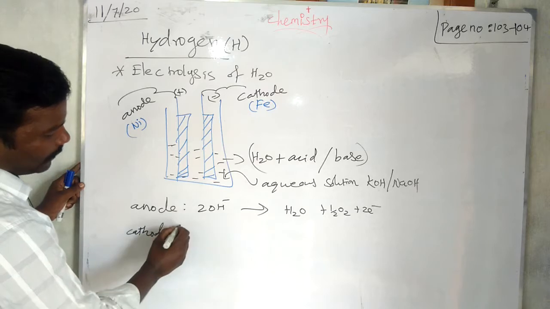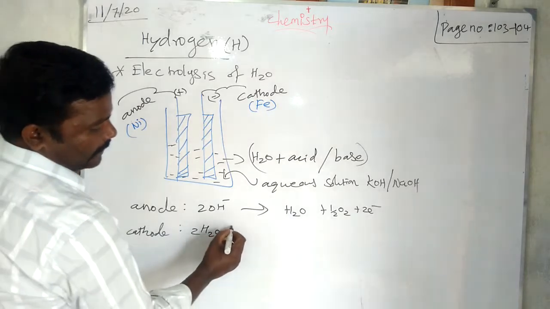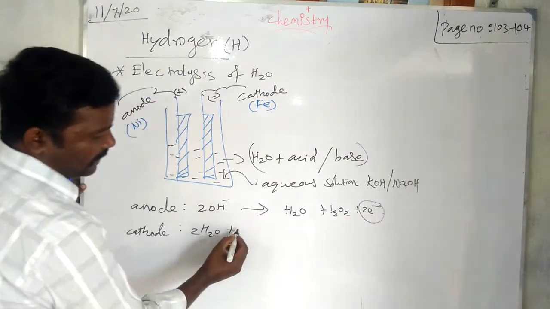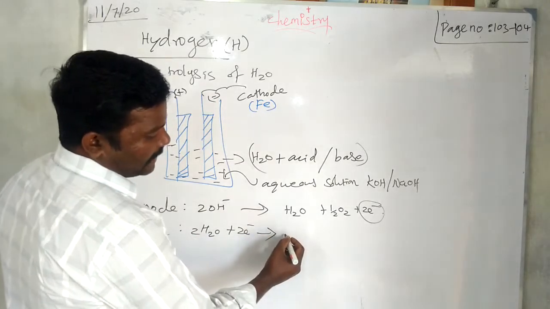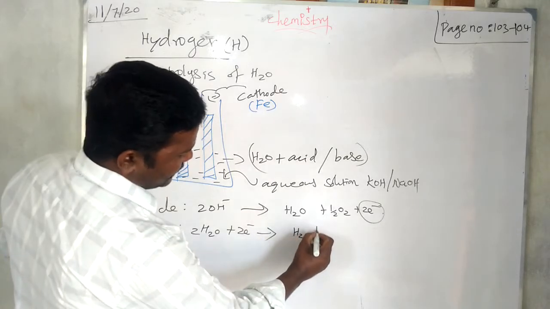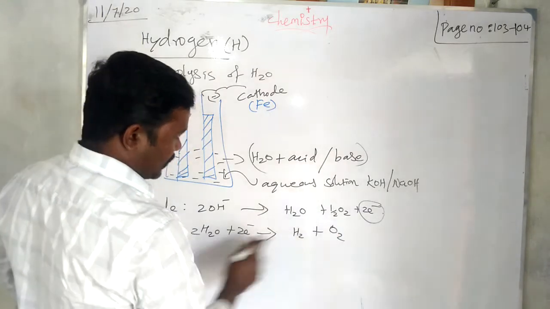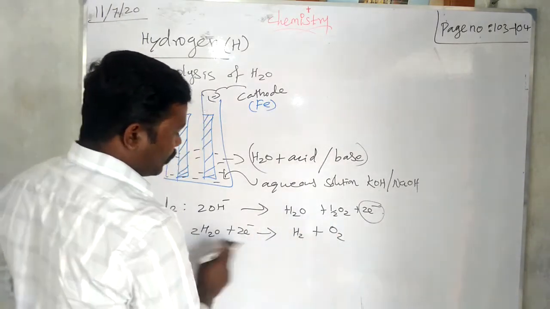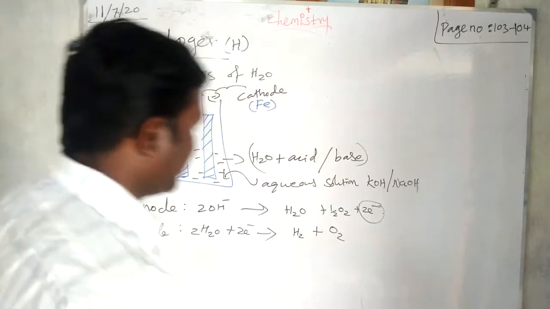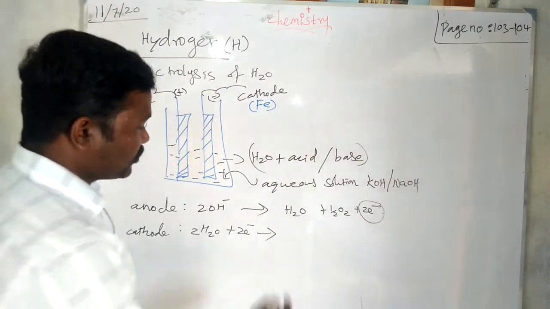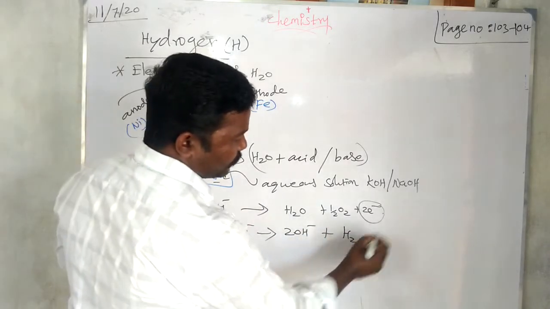At the cathode, what happened? Here we have water, and that water is attracted to these 2 electrons, which are added to it. Then what will happen? It will form hydrogen gas, and the remaining will give 2 OH minus ions. The remaining hydrogen H2 will form.